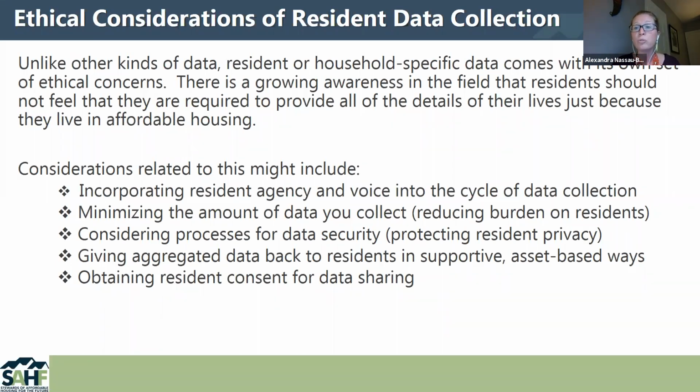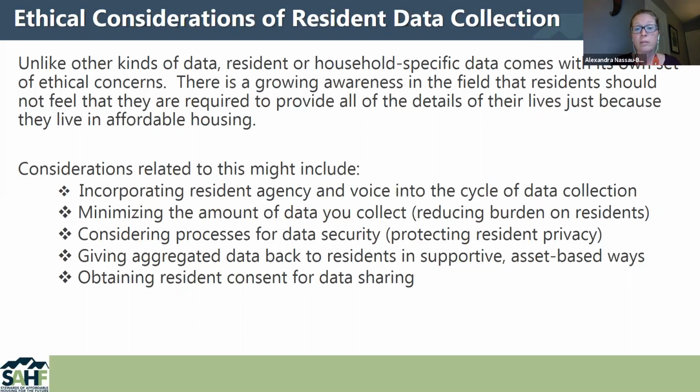How is it really going to be useful to you strategically and to the programmatic changes you're going to make or the partnerships that you're developing? You should be considering the processes for data security. Increasingly, this is a major concern as more and more data gets stored electronically and collected electronically. How are you protecting resident privacy?